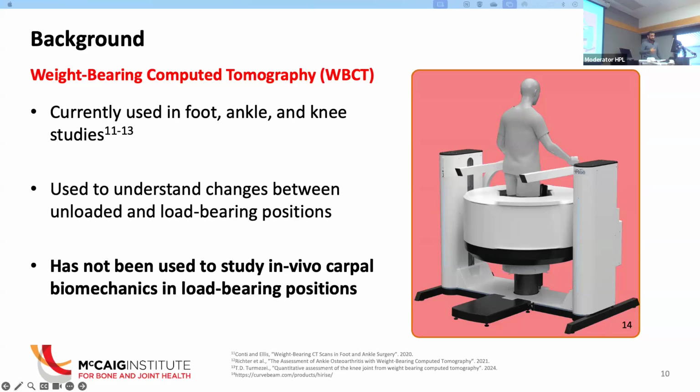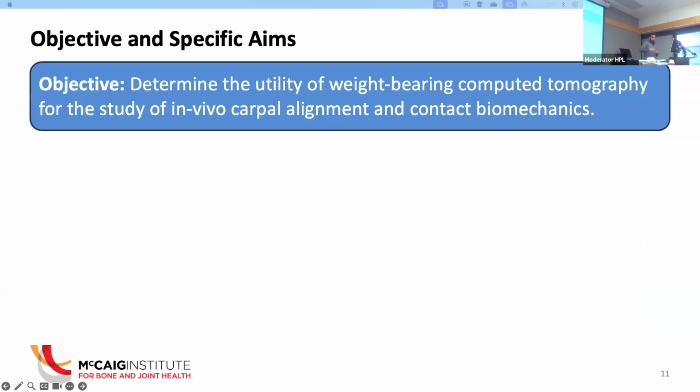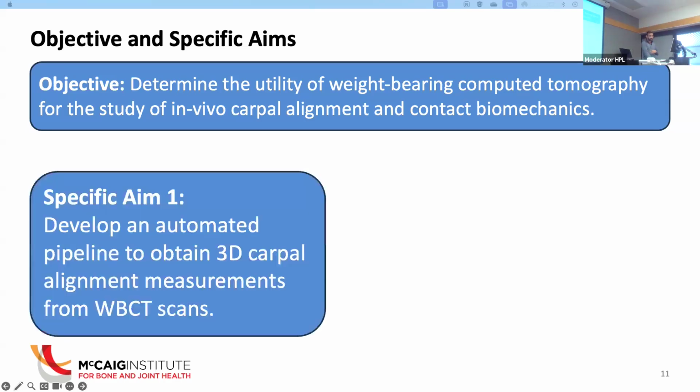To date, there have been no studies evaluating in vivo carpal biomechanics in these load-bearing positions, despite pain under load being a common symptom of these injuries. So this work is aiming to address that gap. That leads me to the main objective of my work, which is to determine the utility of weight-bearing CT to study in vivo carpal alignment and contact biomechanics. Those are just two different measurements that we can use to understand how the carpal bones move in response to load. To accomplish this, my work is divided into two specific aims at this stage.